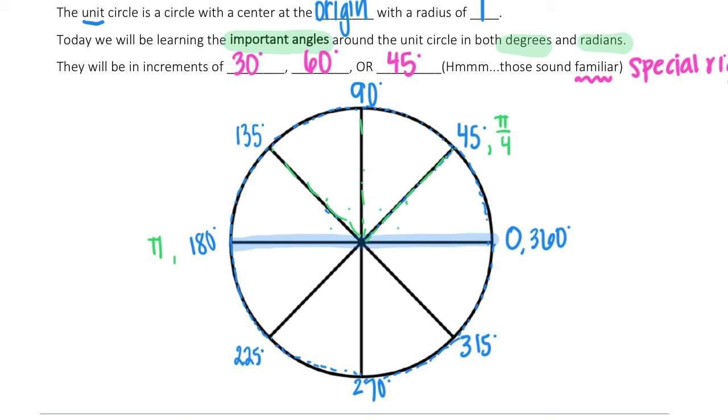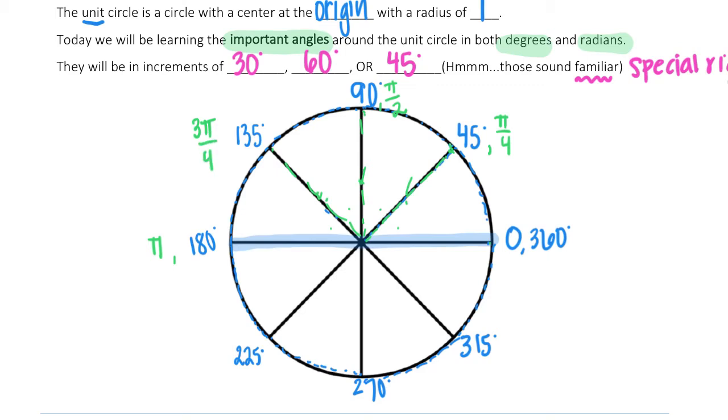Every time you move another 45-degree increment, you are adding another 1/4. So we have 0 plus 1/4 gets us to pi over 4. 1/4 plus 1/4 gets us to 2/4, which is just 1/2 pi, or pi over 2. And that's one of those angles that we talked about last week. 1/2 plus another 1/4, or just count how many fourths we have here, gets us to 3/4 pi, or 3 pi over 4.